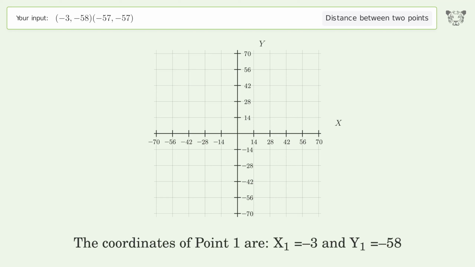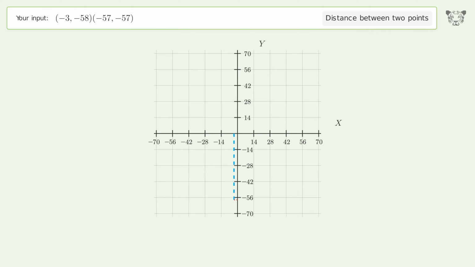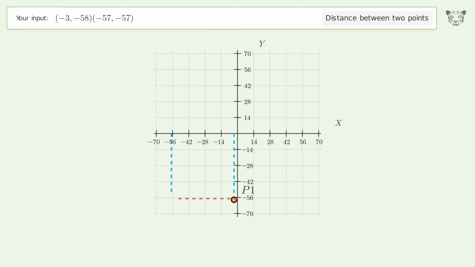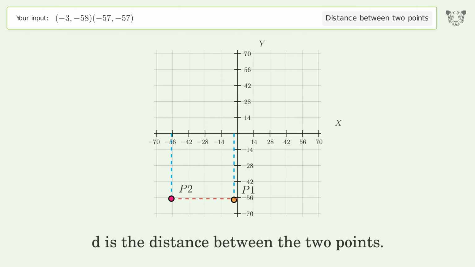The coordinates of point 1 are x1 equals -3 and y1 equals -58. The coordinates of point 2 are x2 equals -57 and y2 equals -57. D is the distance between the 2 points.